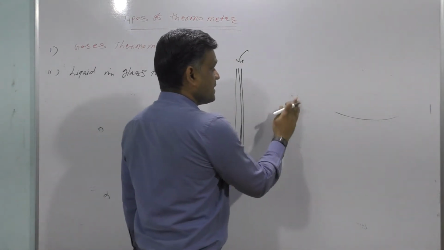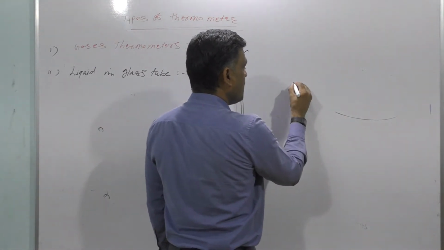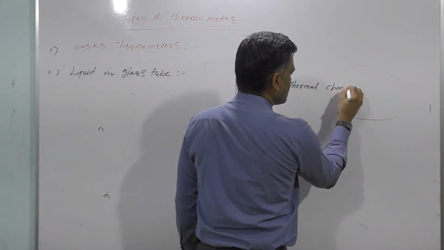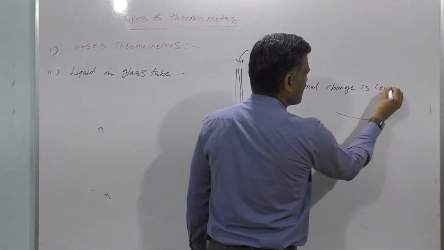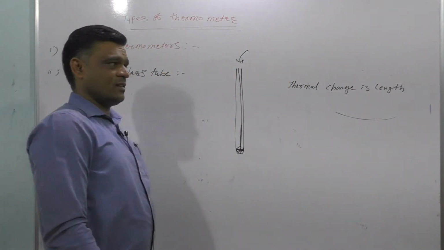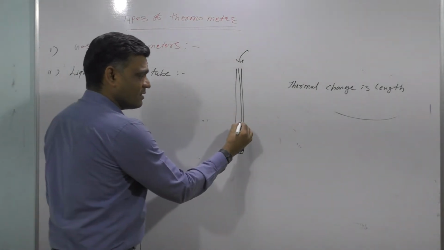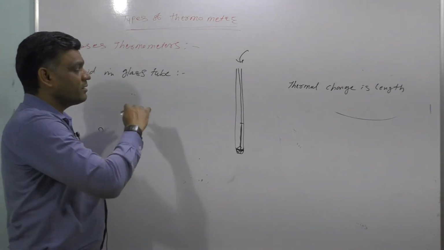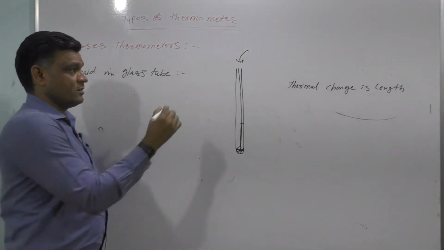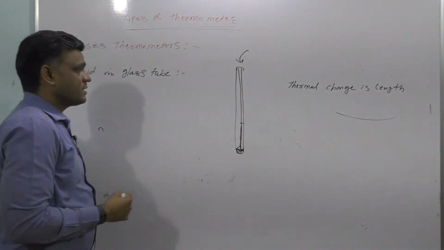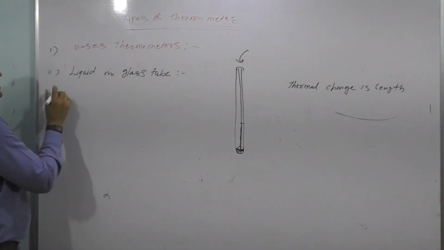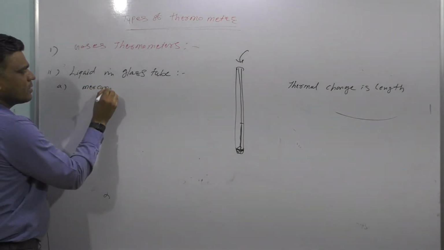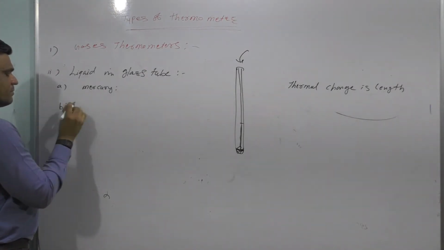Here the thermal change is length. So we find the change in length, and we can calculate the temperature of the system using such thermometers. In this case, we basically use two types, one using mercury and the second using alcohol.